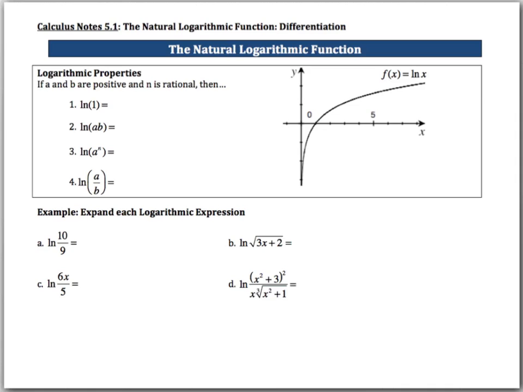Hello everyone and welcome to our calculus notes for section 5.1. Today we're going to be talking about the natural logarithmic function and differentiation.